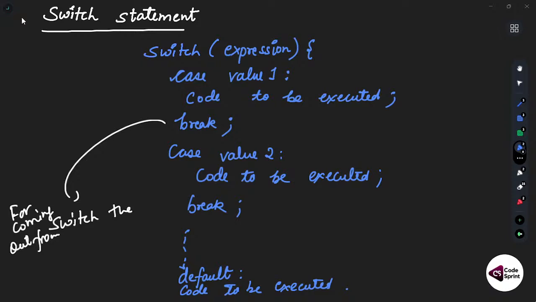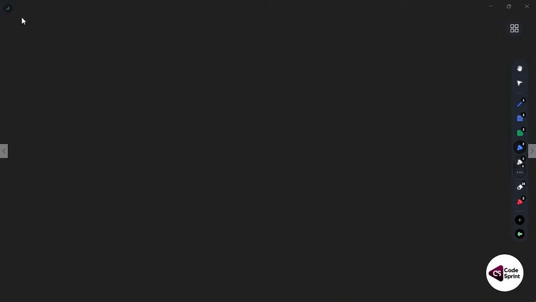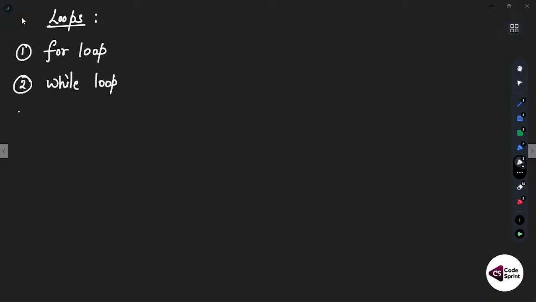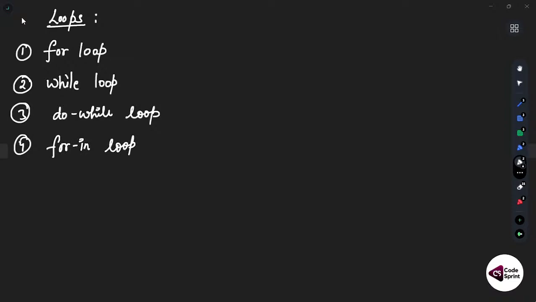Now let's quickly discuss loops. We have four types of loops. First is the for loop. Then afterwards we have the while loop, then the do while loop, and at last we also have the for in loop. Let's quickly see all of them one by one.